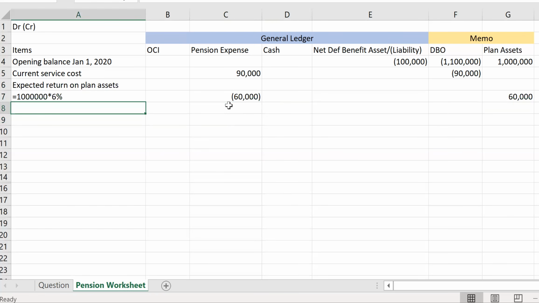But at the same time that we're expecting to earn interest on plan assets, the DBO is present valued. So let's just assume that retirements are going to start in 10 years. It's a little bit simplistic, but as that 10-year period gets closer and closer, we need to increase the value of the obligation because the time value of money is increasing. So our interest cost on the DBO is going to equal 1.1 million.